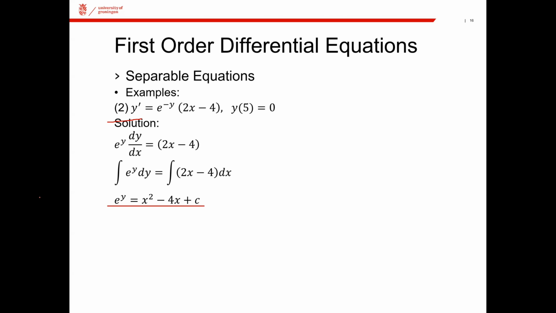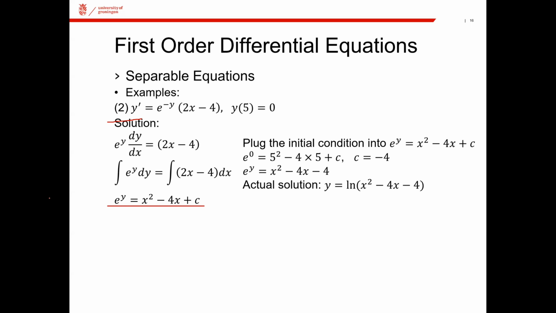And after that, since this is an IVP problem, we have to use the initial condition. So we plug the initial condition into the general solution. And then we will have e to the power of 0 on the left side and 5 squared minus 4 times 5 plus C on the right side. And from this equation, we can solve the value of C. So after we solve the value of C, we can have the actual solution here.